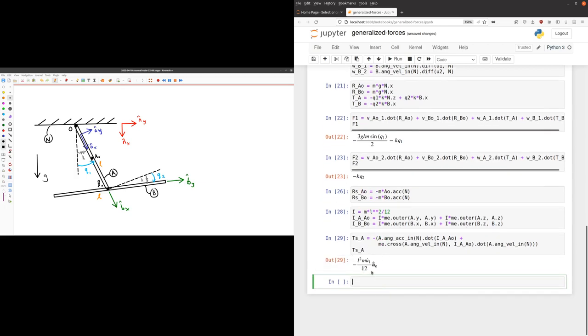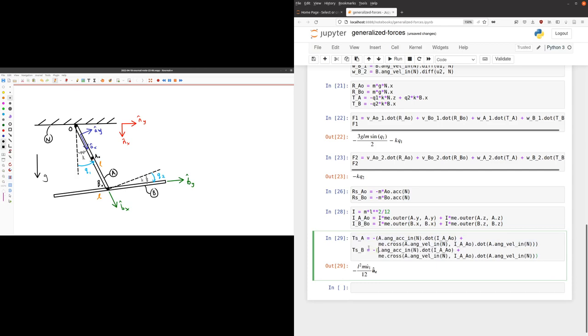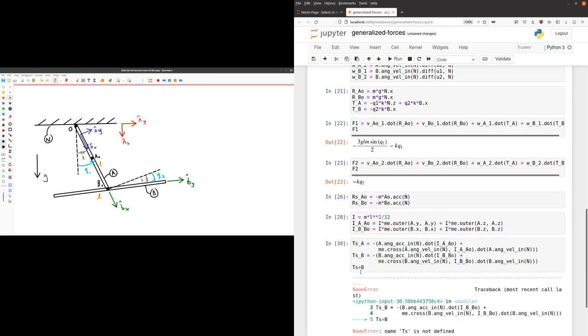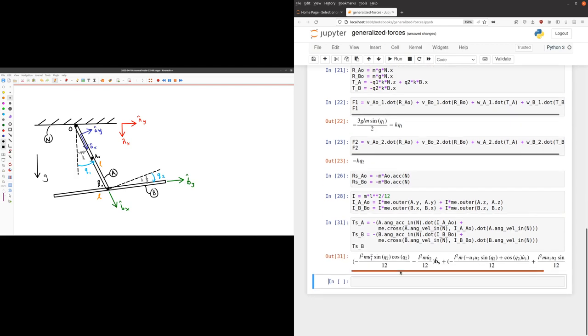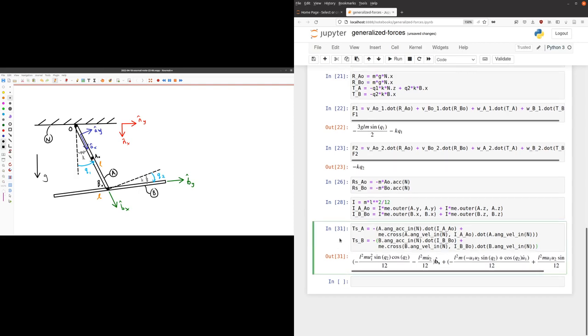All right, for A, it looks like all we get is this inertia term times the U dot, which is a basic simple pendulum rod, which makes sense, I think. So the T star B, though, should be a little more complicated. So now we change this to B, B, B, B, B, B, and then T star B. Here we go, nastier, right? So we've got that second body there, the angular acceleration, and it captures a bit more interesting dynamics. All right, so I think those are correct.